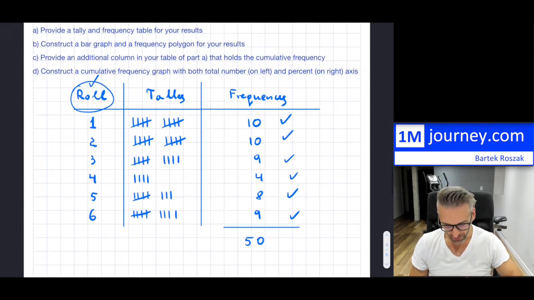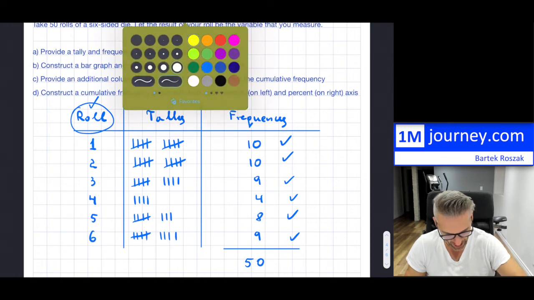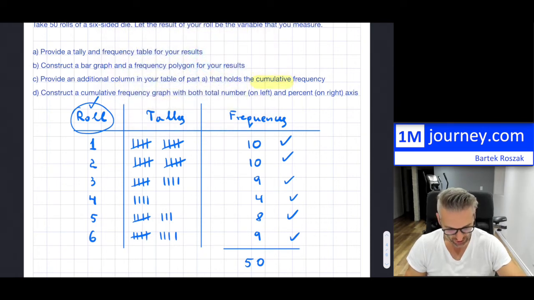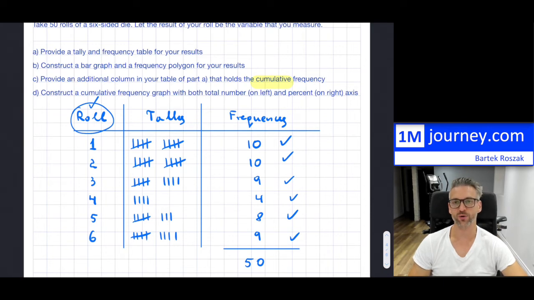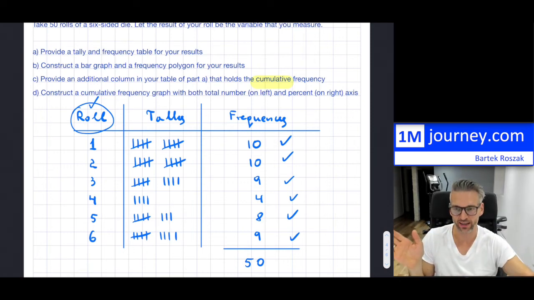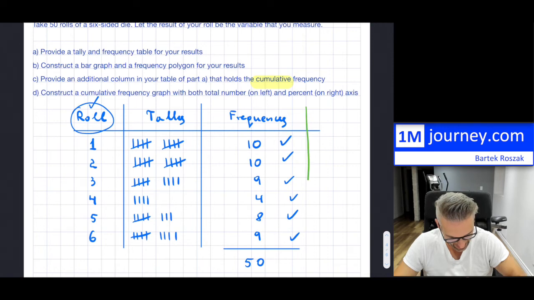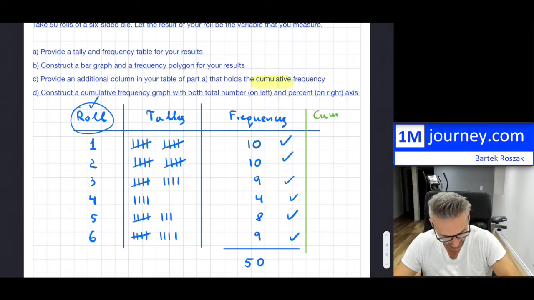Now, for part C, provide an additional column in your table of part A that holds the cumulative frequency. It's just this word cumulative that I wanted to throw out at you. You're going to see that in the future. Cumulative just means you're adding things up. When you study, you might have a cumulative test. It just adds up from the start and keeps adding and adding. If you were doing this as a table, it's actually not that difficult. You would simply add an additional column, the cumulative frequency. You can write that out.